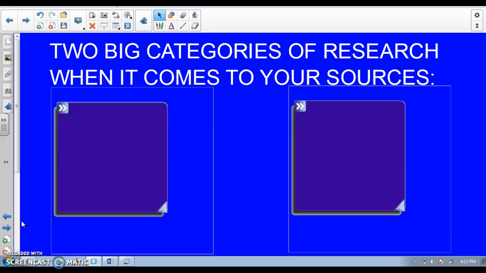So hopefully you understand why it's important to have credible sources, and that's what we're going to focus on today, is just how do you pick out those sources? What kind are there, and what do I do with them?